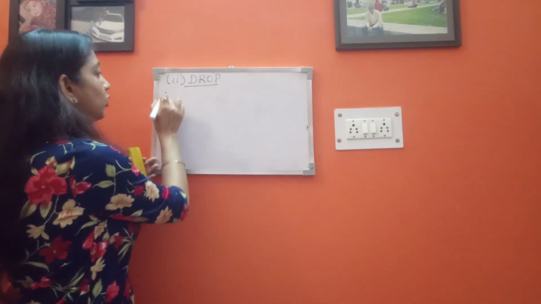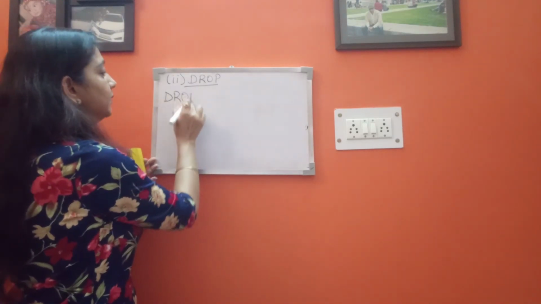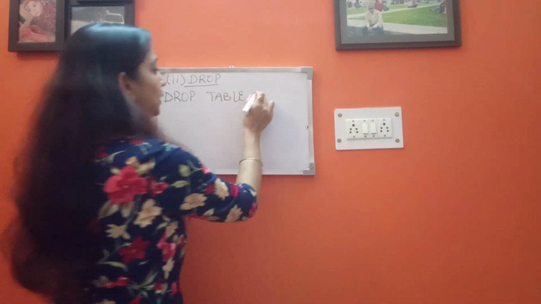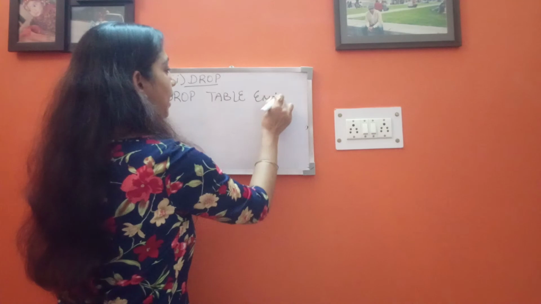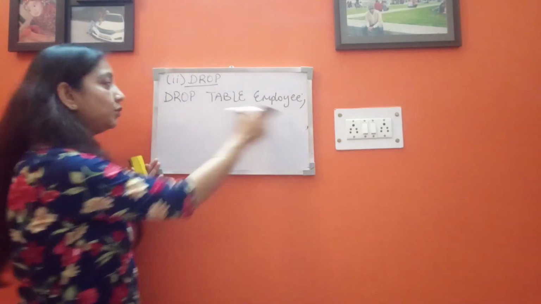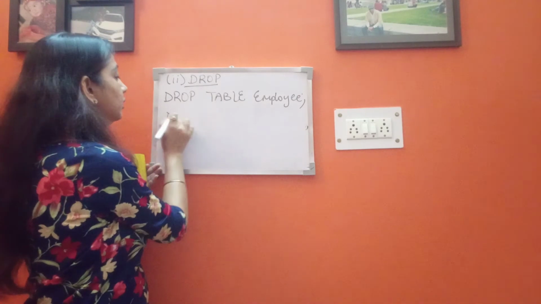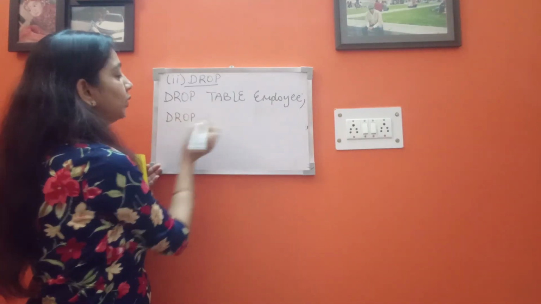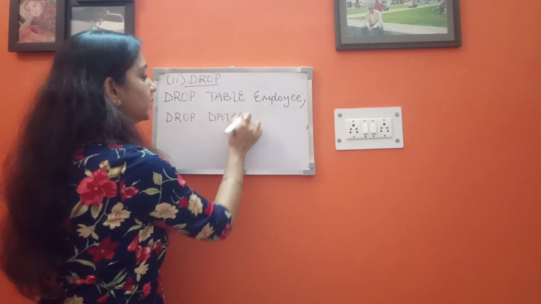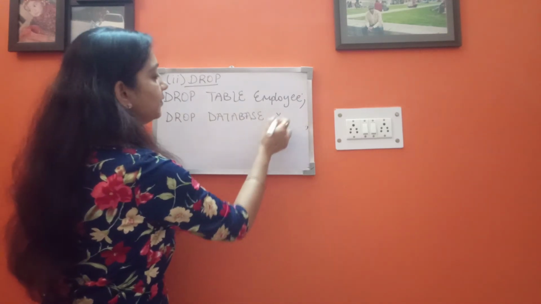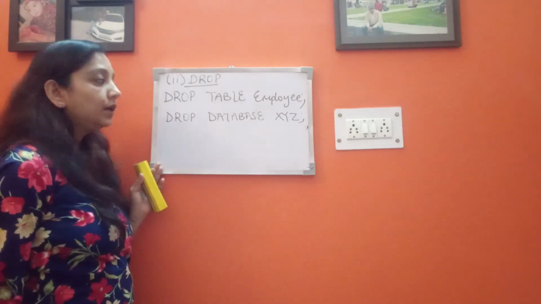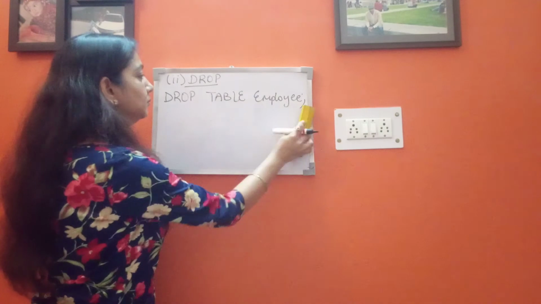Example we will see, just like using the create command, we created a table employee. So if I want to delete the entire table, I will say drop table. What is the name of that table? Employee, and a semicolon. So this way I will delete the entire table employee. Similarly, if I want to delete the entire database, what will I say? Drop database. What is the name of the database? Say, for example, I have created a database with the name XYZ. It will delete that particular database XYZ.